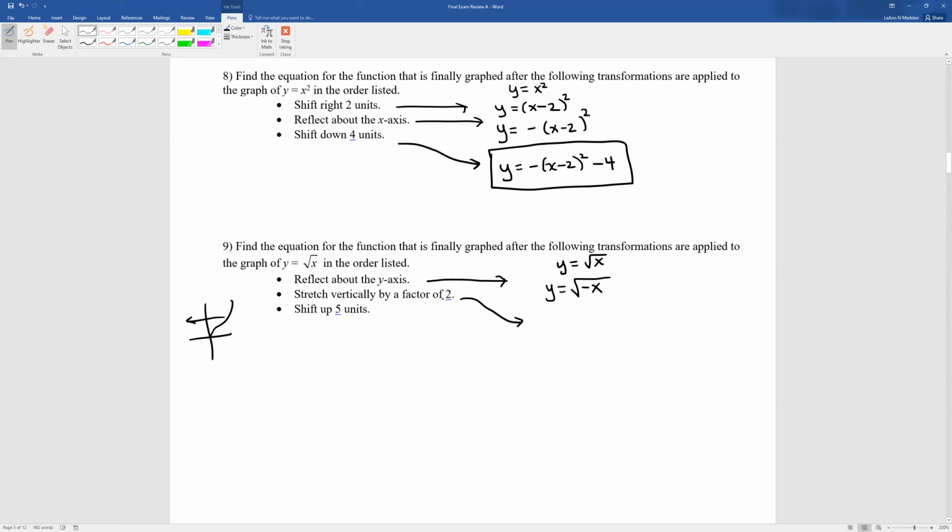Stretching vertically by a factor of 2 means you're going to be increasing your y values by double their size. So that's going to be in front of the square root of negative x, I should say. So whatever we do here, we've got our current y value, and we're doubling it. We're stretching it vertically, or doubling its height. And then shifting up 5, just like before, that would happen at the end, and it would be a +5, exactly what you think. So there is my equation for that one.